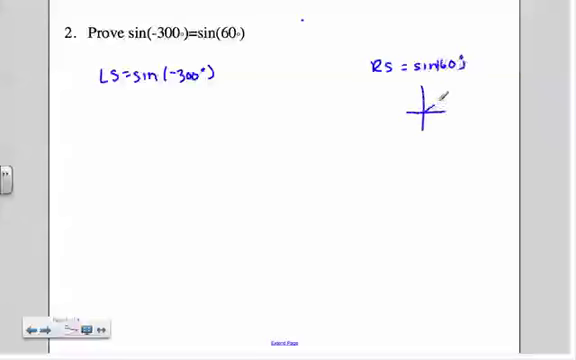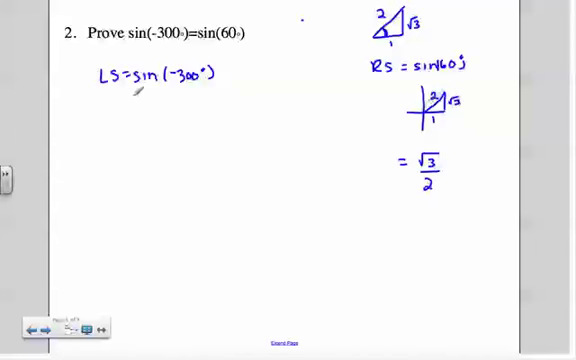So 60 is just a normal rotation in quadrant 1. And again, this is the triangle I want, 2, 1, root 3. My 60 is in the bottom corner. So that's going to be 2, root 3, 1. Everything is positive. So this equals root 3 over 2.